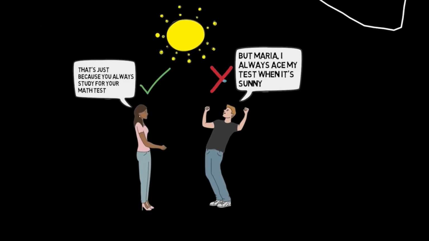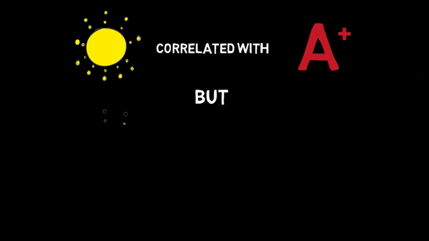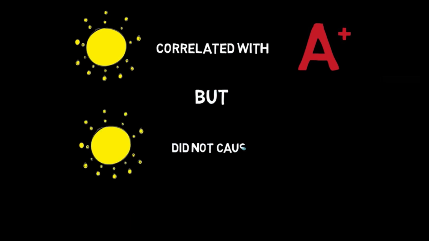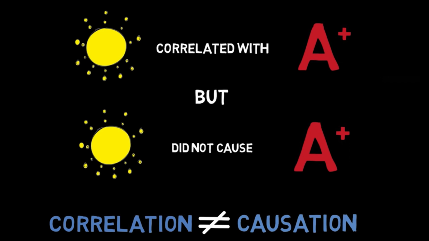Maria's correct. Andy's making a mistake, right? The sunniness doesn't cause Andy to ace his test. The two events, the sunniness and Andy acing his test, occur together without one causing the other. In other words, the two events are correlated in some way, but there's no causal relation between them. Andy's reasoning here is fallacious. Simply because two events are correlated does not mean that one caused the other. This conflation of correlation and causation is what we will talk about in this video.